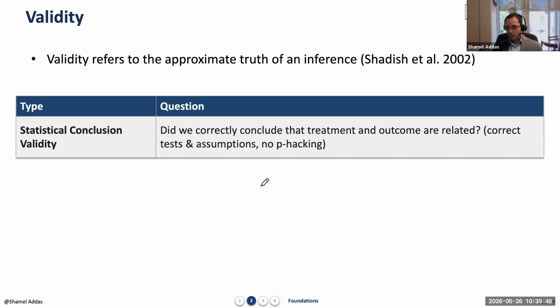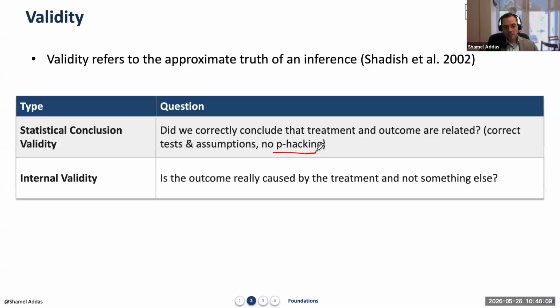So if we find the positive effect of X and Y, is it actually a positive effect, or did we get lucky because of chance? Or maybe did we violate an assumption in our test, and it violates the statistical conclusion validity? Or did we do p-hacking? Did we keep trying until we got a significant p-value? We don't want that.